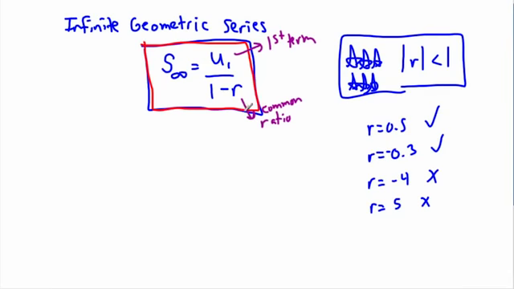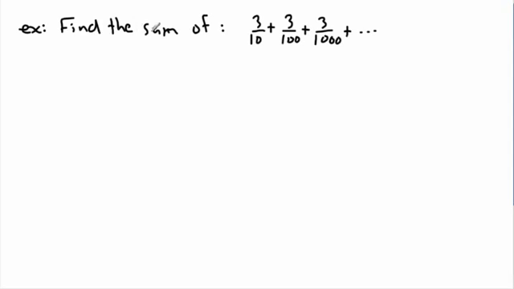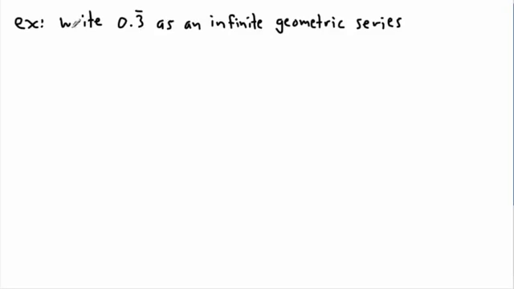So this is how we use this. Now let's do an example with this. It actually looks really easy, but the key thing is to check that the absolute value of r is less than 1. So let's do this example here. This is going to be a two-part example. First, write 0.3 repeating as an infinite geometric series.